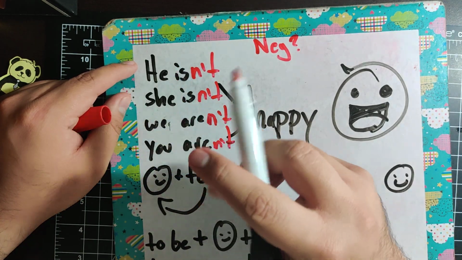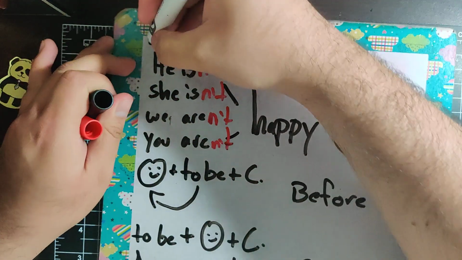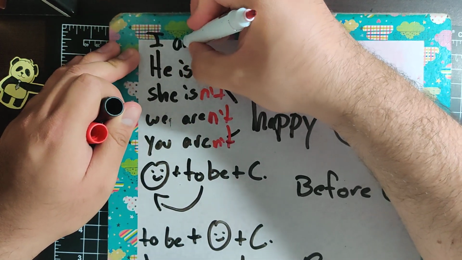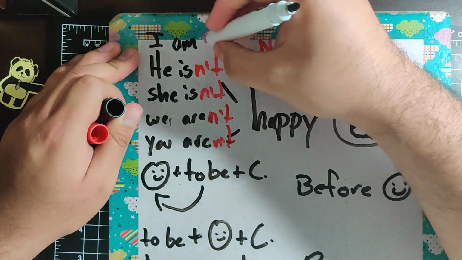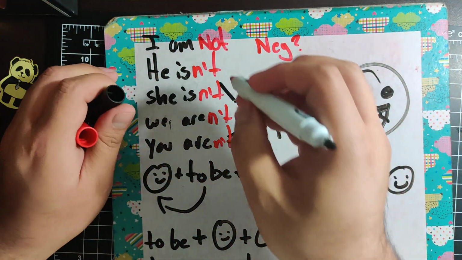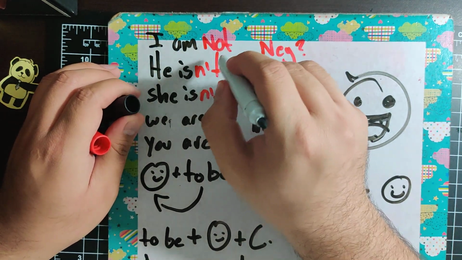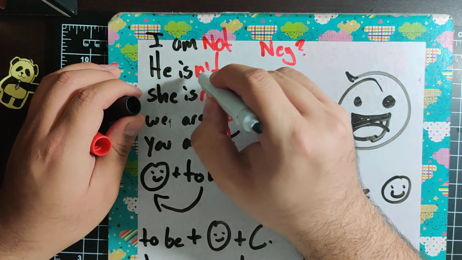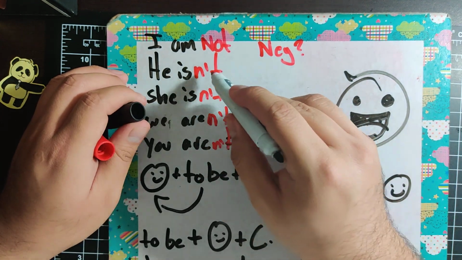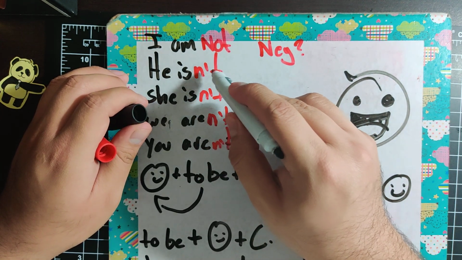And also, let's add the original one. For example, I am not. Yes, as you guys can see, not. The N apostrophe T is the same thing. Okay? See? This is not.